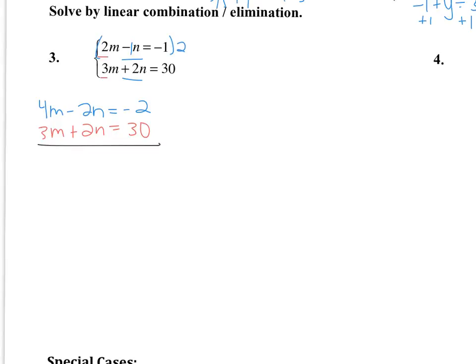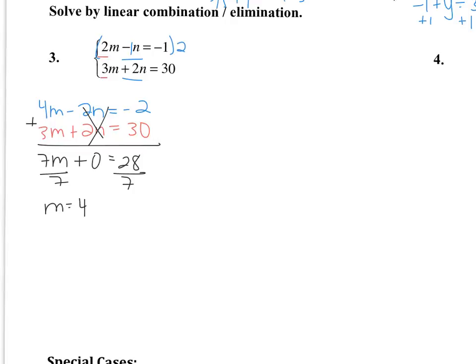Okay, with linear combination or elimination, this is where you add your two equations. So 4m and 3m is 7m. Negative 2n and positive 2n, those cancel to become 0. And negative 2 and 30 is 28. If you do everything correctly with linear combination, one of the variables should drop out. So I wanted those n's to drop out. That's why I had them be opposite signs of the same number. Now I can solve. If 7m equals 28, divide by 7, I get m equals 4.